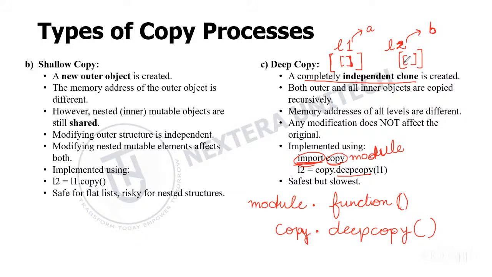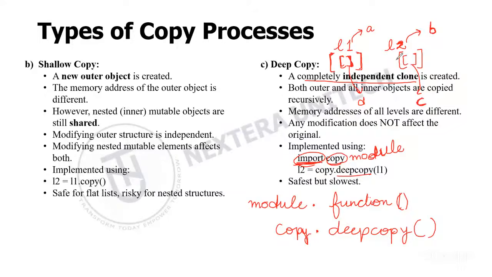Even the inner lists are also stored in different locations. So this inner list is stored in D and this list is stored in C, let's say. So the inner lists are also stored in different locations and they don't share any addresses. They are completely different objects and independent clones. So L1 is independent of L2. Completely new outer objects are created and completely new inner objects are also created. The elements are copied, but they are stored in entirely different memory locations when you do deep copy.